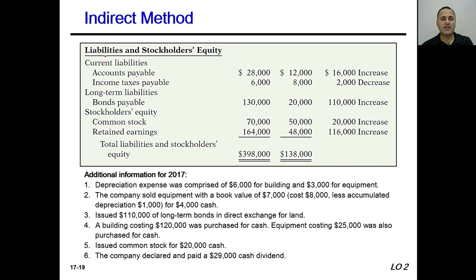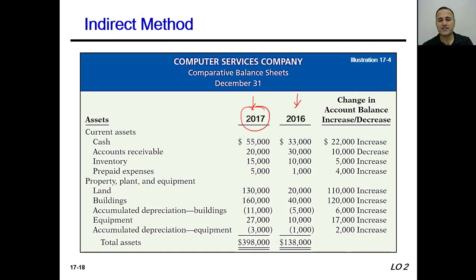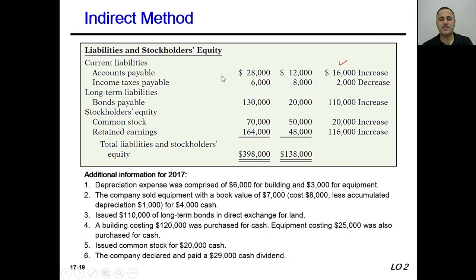Then we do exactly the same thing to the liability side. So we calculate differences. The first one was the asset side of the balance sheet, and this one is the liability side. Additional information, super important.